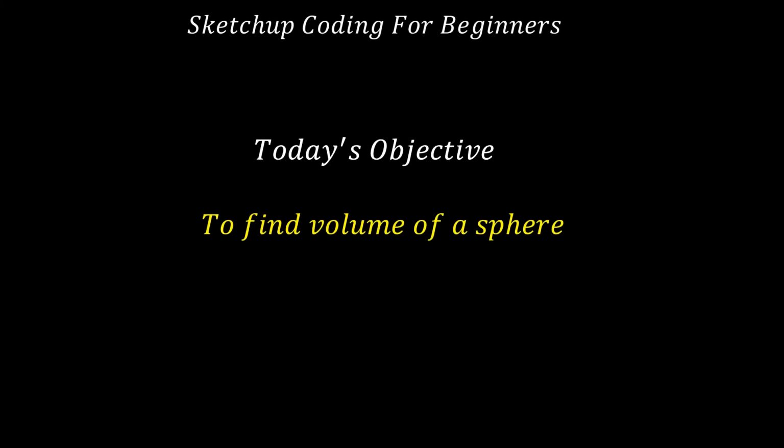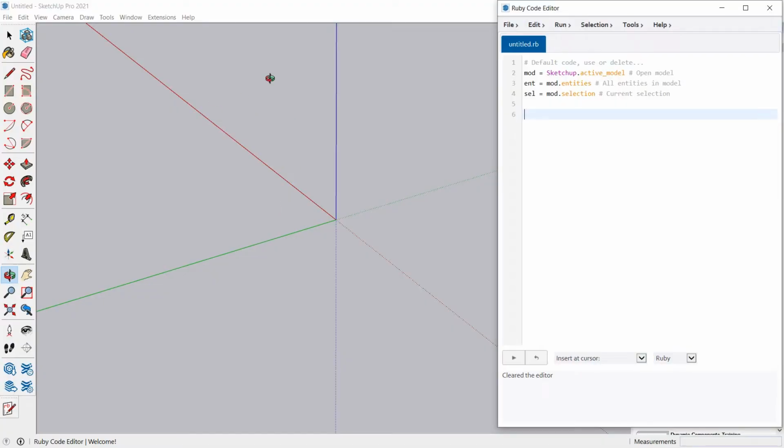Hello everyone, welcome to another video of the playlist SketchUp Coding for Beginners. Today's objective will be to find the volume of a sphere. So let's get started. As usual, this is the SketchUp model and this is the Ruby code editor screen.